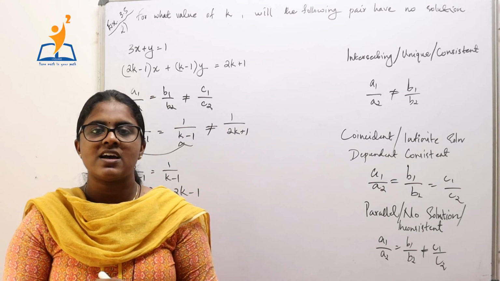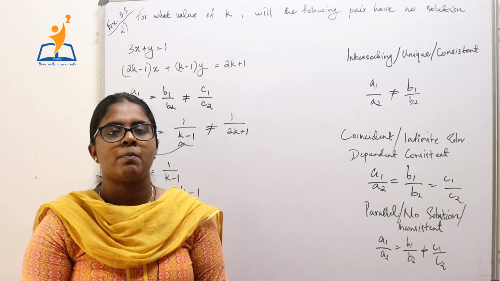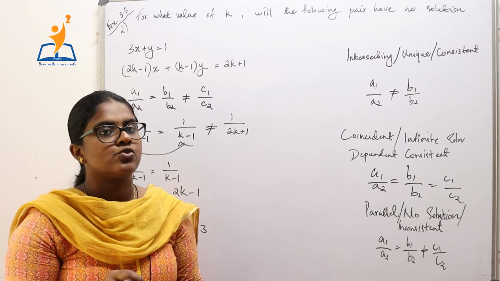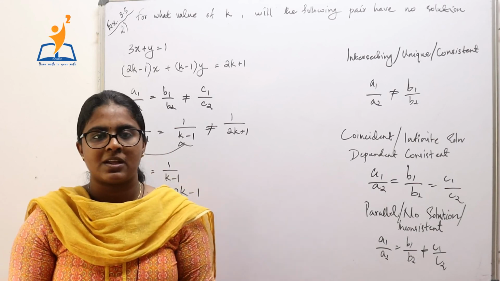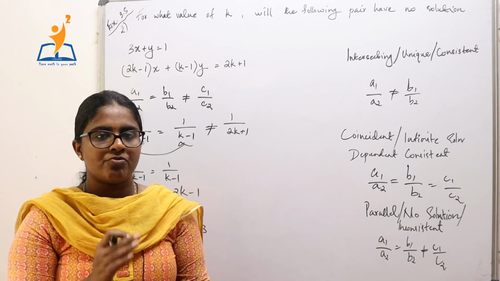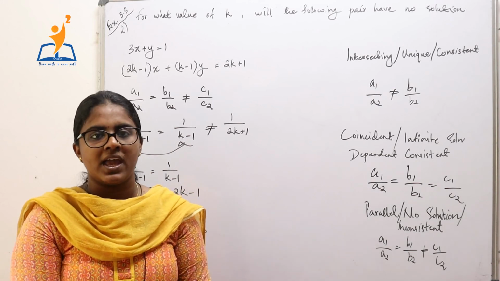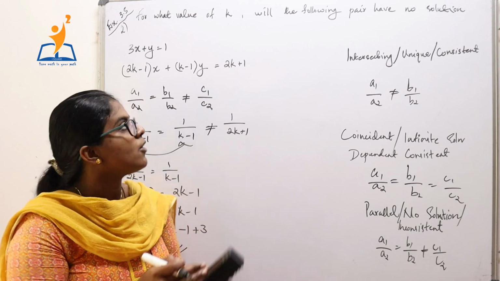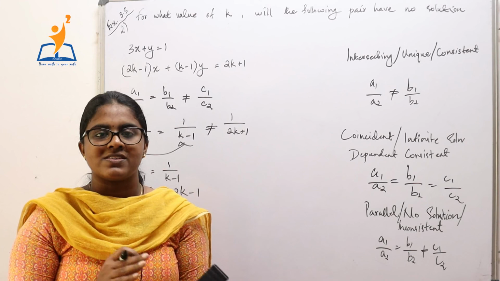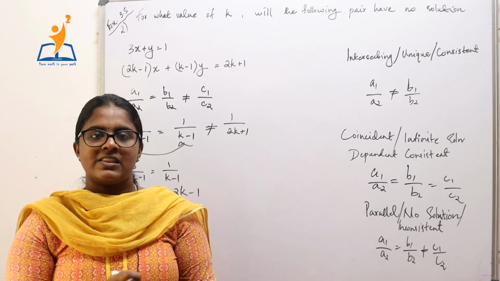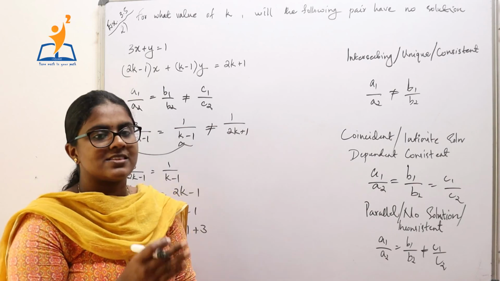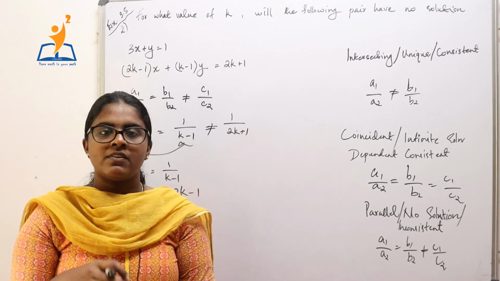So in today's class we have learned how to solve a pair of linear equations in two variables using the cross multiplication method, and we have done several examples of solving pairs of linear equations by the cross multiplication method. Also we have started exercise 3.5 and solved the first two questions of exercise 3.5. The rest of exercise 3.5 will be solved in the next video.